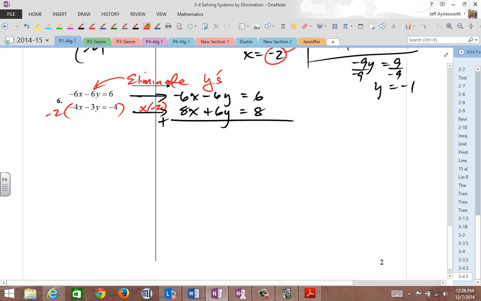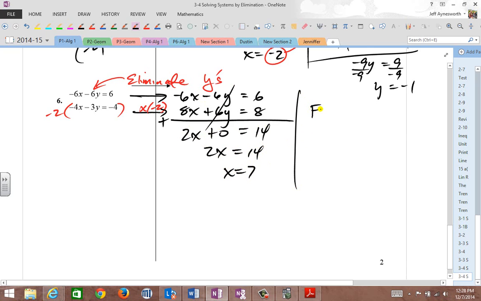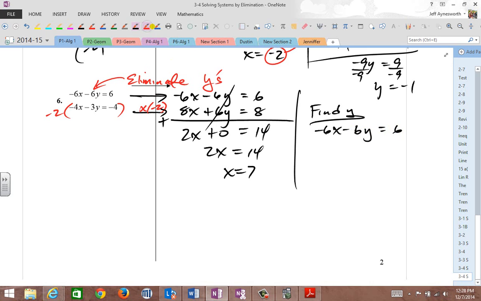So we've got negative 6x plus 8x, or 8x minus 6x is 2x. These cancel out, and you get 14, so you get 2x equals 14. So x has to be 7. Okay, then you pick one of the equations and you use it. So I'm going to pick, I don't know, the first one, I guess. It doesn't matter which one you use, you get the same results. So just pick an equation and run with it, right?